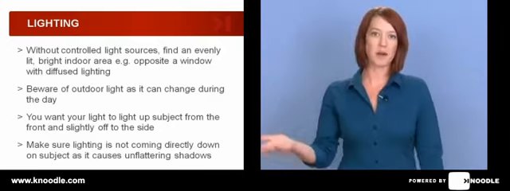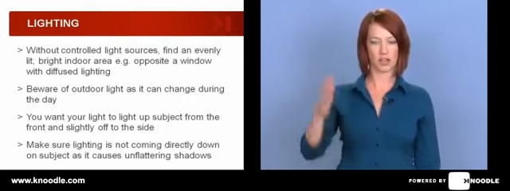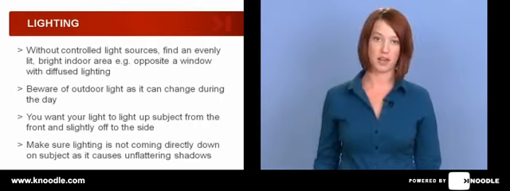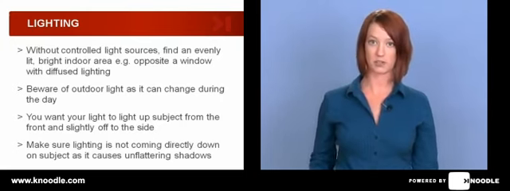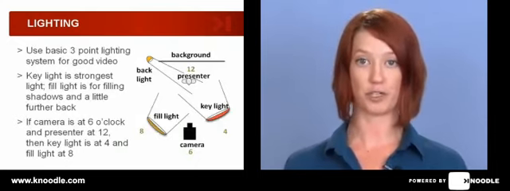You want your light to be lighting up the front of the subject and just off to the side. Think about what the sun does when it's not midday. You also want to make sure to not have light coming directly down on the subject, as this creates some nasty, very unflattering shadows. Try using the basic 3-point lighting system for good video.